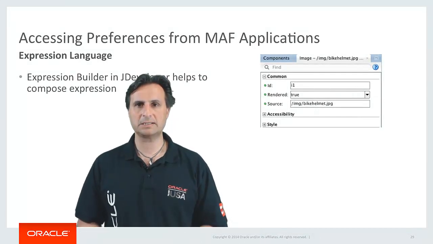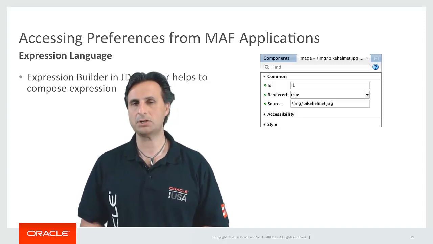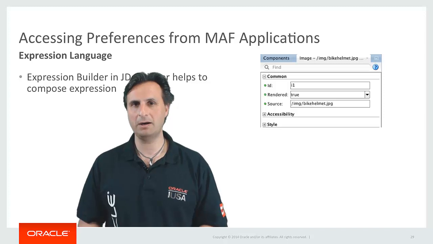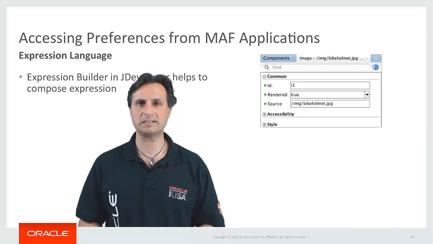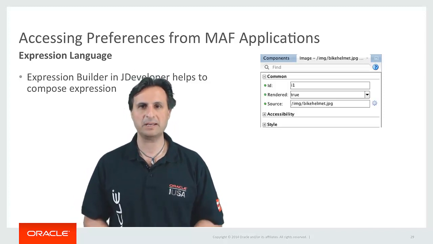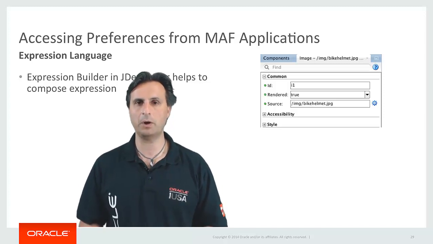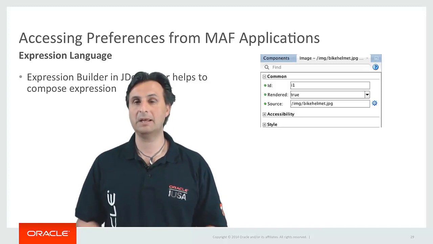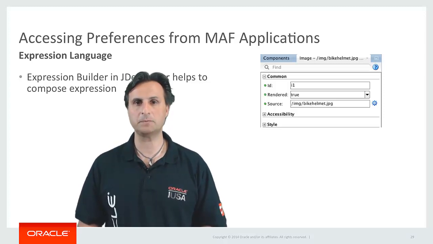So here is an expression language example that I used the expression language builder for. Though I showed you the expression language scheme, it doesn't mean that you have to know it by heart. We give you guidance within JDeveloper, and this guidance is the expression builder. On the expression builder, what you can do is go to a property of a component that you want to influence with a preference. That could be a rendered option, or that could be a row fetch size option.